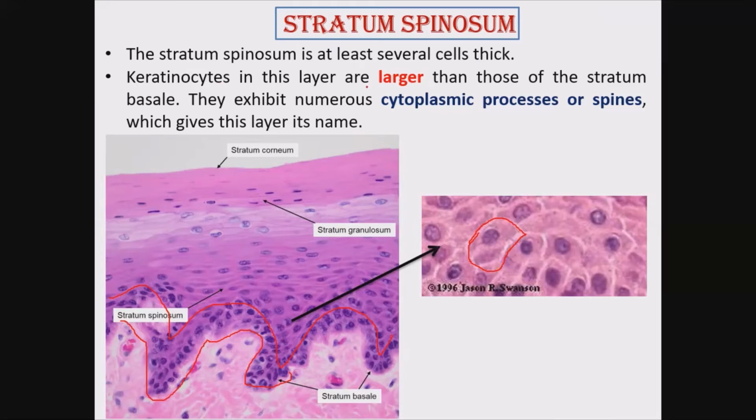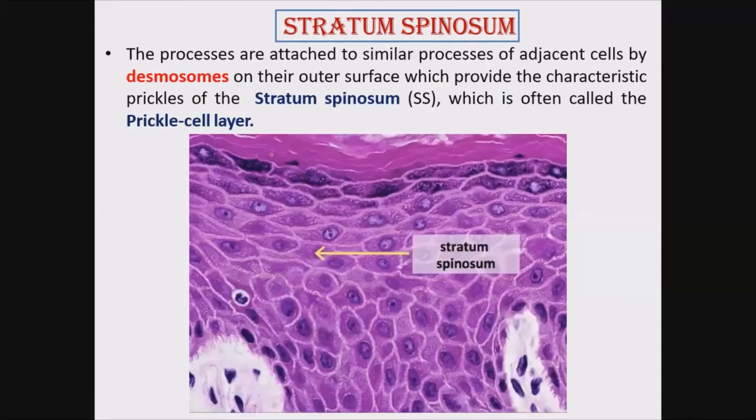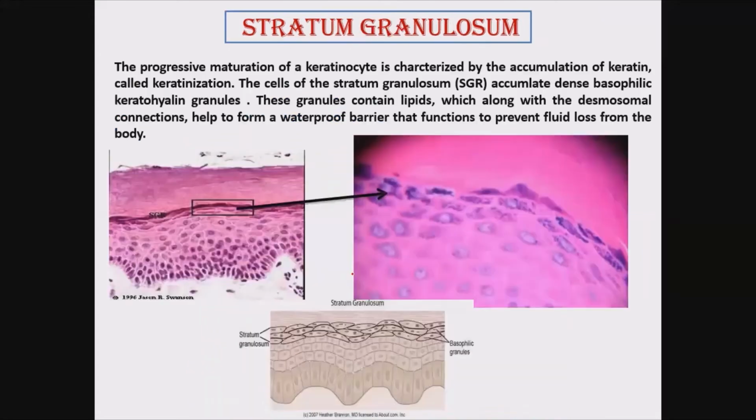The keratinocytes in this layer are comparatively larger than those of the stratum basale. They exhibit numerous cytoplasmic processes or spines, by which the name is stratum spinosum. The processes of one cell are connected to the processes of the other. We can see the cell shrinkage here, in which the gap appears, and this gap is occupied by the desmosomes. That's why it gives the appearance of a prickle cell layer. So it is also called the prickle cell layer or stratum spinosum.